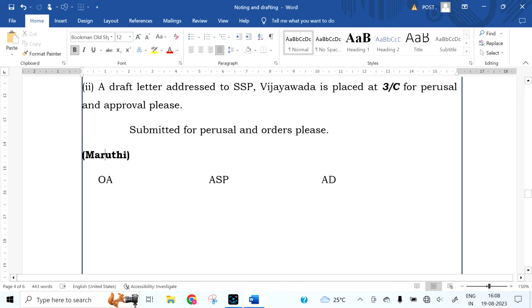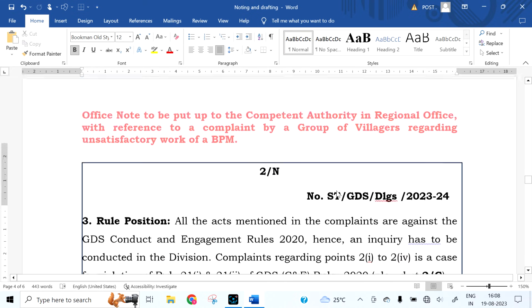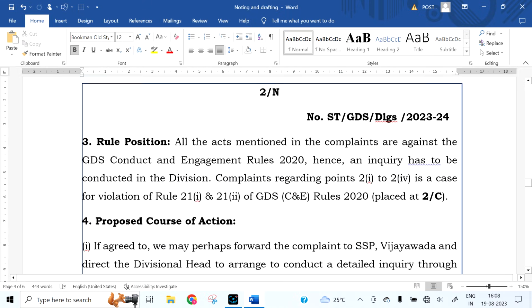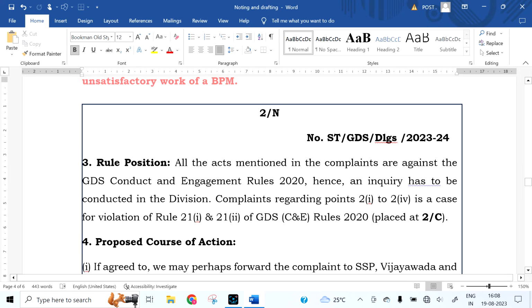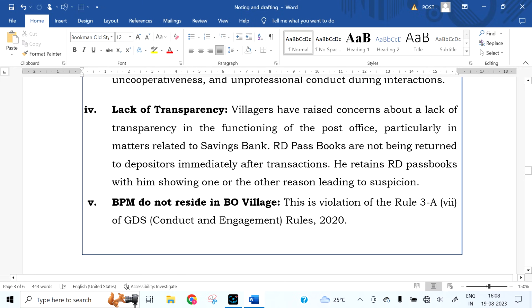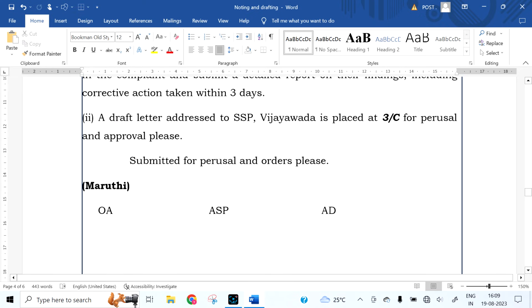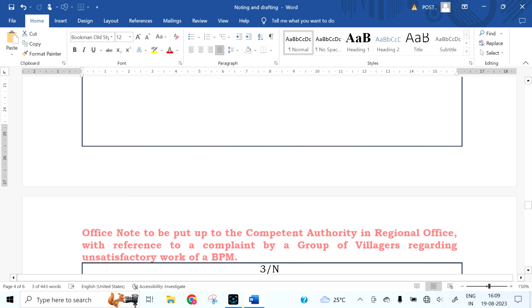Some 250 words is enough. Sometimes you may reduce the number of complaints also, and if you don't know the rulings, you may avoid this. If you know the rulings, you can write them. Otherwise, you will write that it is a violation of rules under the GDS Conduct and Engagement Rules. So this is how a draft note is prepared in a regional PMG office, and a draft letter will be submitted. So this is how it will be done.